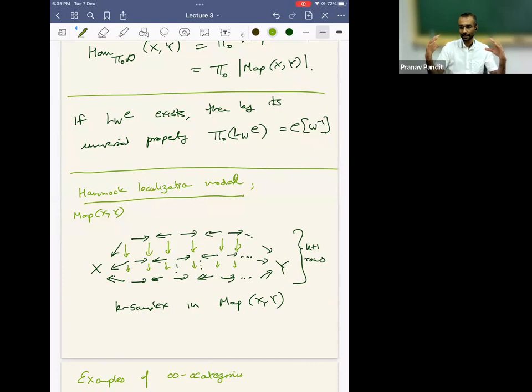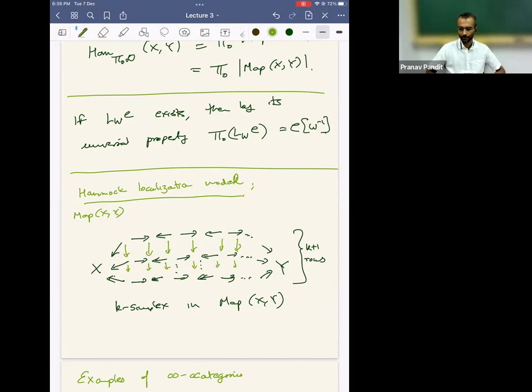I have three faces I can take. I can take just the top two rows, that's one face. I could take the bottom two rows, that's another face. Or I could compose the vertical arrows, the green arrows, and get two rows again, but I've deleted the middle row now. I've just composed the vertical arrows. That would be the third face. So this whole structure gets organized into a simplicial object.